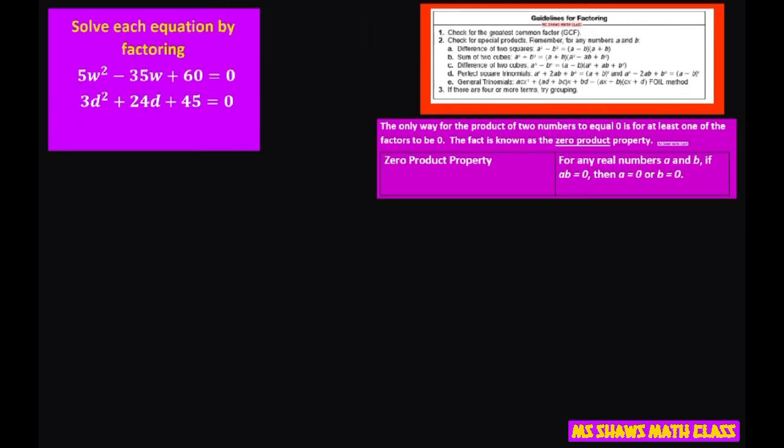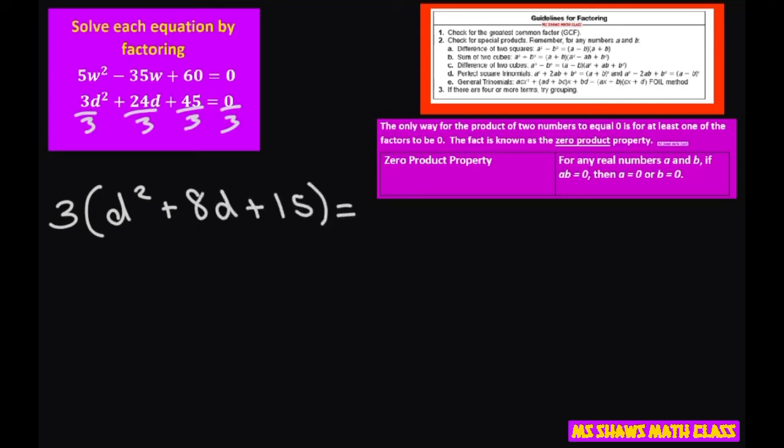So basically what we're going to do is we're going to divide each of these by 3. You can divide everything by 3, but we're not going to lose the divisor. We just factor it out. So we get d squared plus 8d plus 15 equals 0.